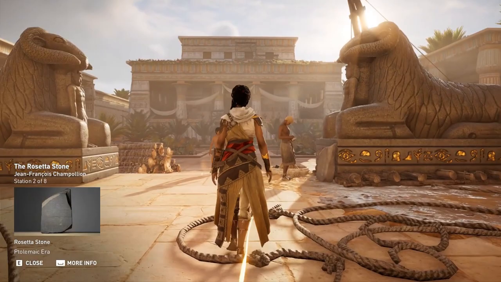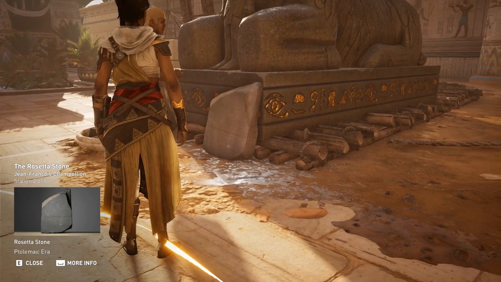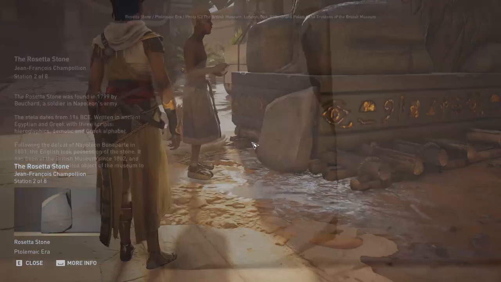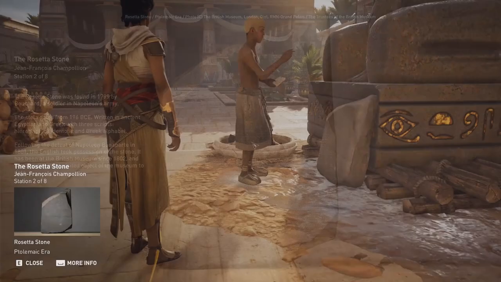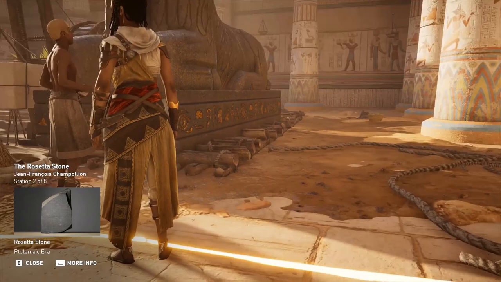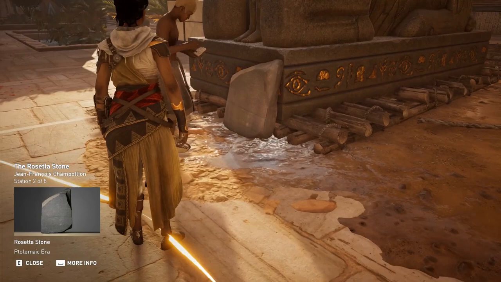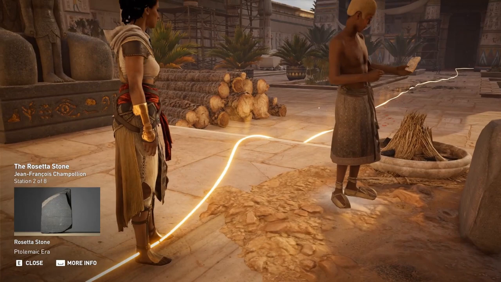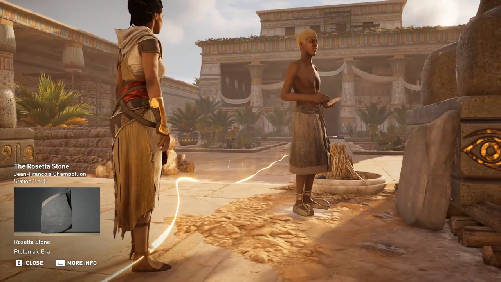The Rosetta Stone was found in 1799 by Bouchard, a soldier in Napoleon's army. The stele dates from 196 BCE, written in ancient Egyptian and Greek with three scripts: hieroglyphics, Demotic, and Greek alphabet. Following the defeat of Napoleon Bonaparte in 1801, the English took possession of the stone. It has been at the British Museum since 1802, and remains the most visited object of the museum to date.